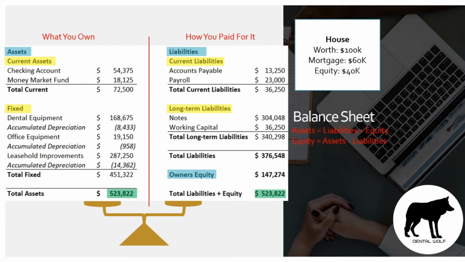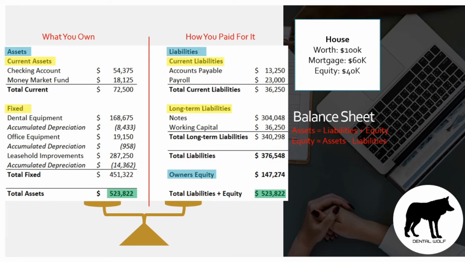Also, if you notice under long-term liabilities, we have an item called working capital. Oftentimes, your bank will give you what's called a line of credit. You can think of a line of credit like a credit card. It's basically an open line of debt that you can have without applying for a new loan every single time you need money. When you use that, you have working capital debt from that line of credit.